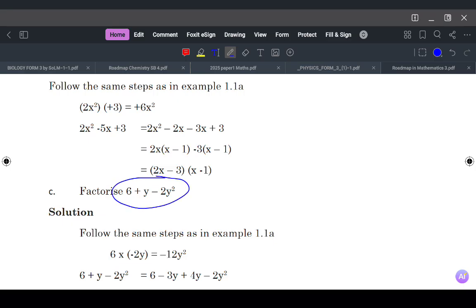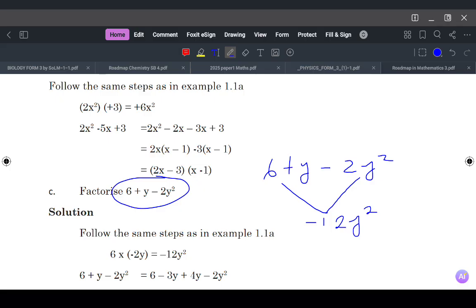All right, let's consider this other one. So we have 6 plus y minus 2y squared. Multiply the first and last terms. So we have negative 2y, sorry, I beg your pardon. 6 times 2 is 12, so we shall have minus 12y squared. All right.